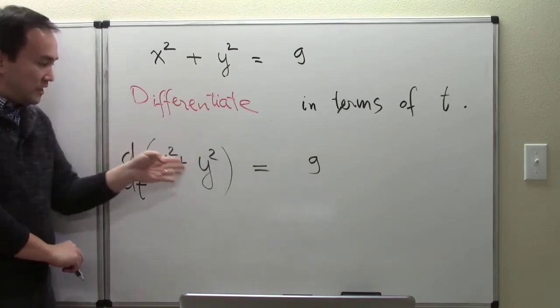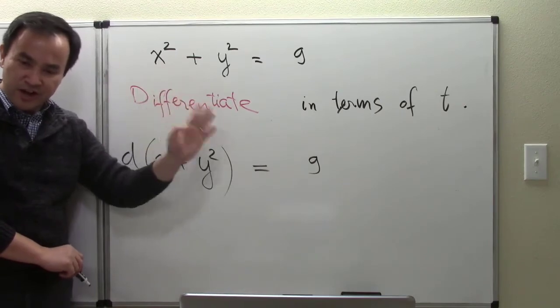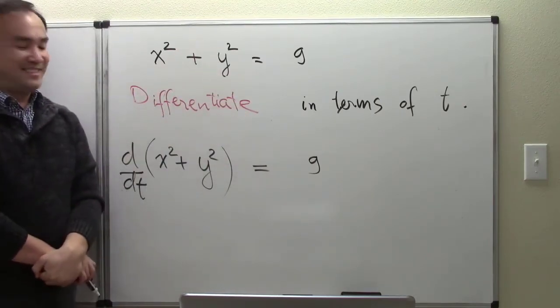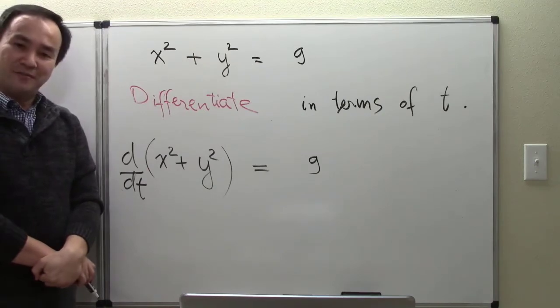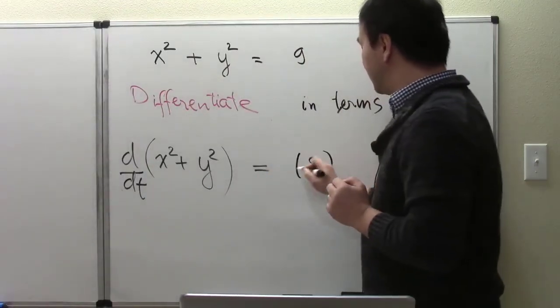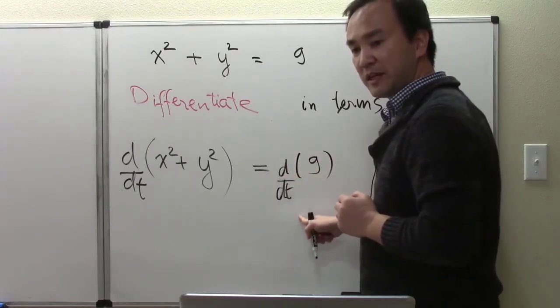So we have these two terms on the left-hand side and a constant term on the right-hand side. Differentiate, take the derivative of all of those terms, but in terms of t. Okay, with respect to the t variable. So that means I'm doing the same thing on my right-hand side. Differentiate that constant term with respect to t.